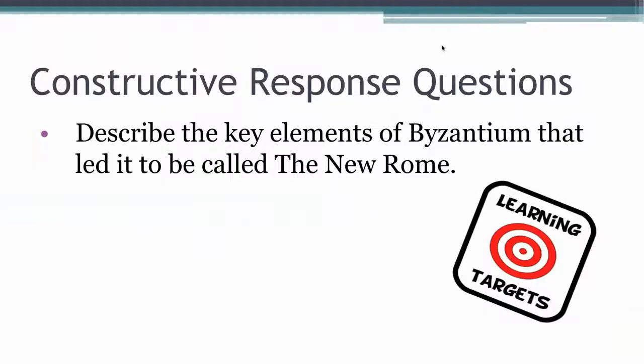So, our constructive response question that I'd like you to write at the top of your page says, describe the key elements of Byzantium that led it to be called the New Rome. Well, we're definitely going to see some things that make it Roman. My class has likely already seen Byzantium engineering and empire, and so we've seen some of the aqueducts, we've seen some of the Roman engineering, but we're going to add to that as we go through this today.